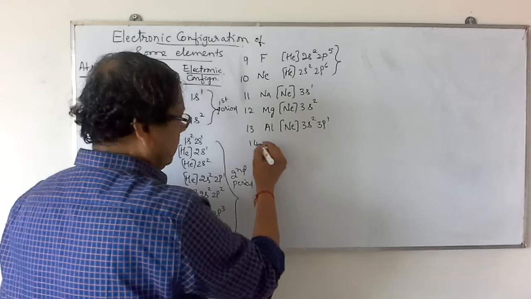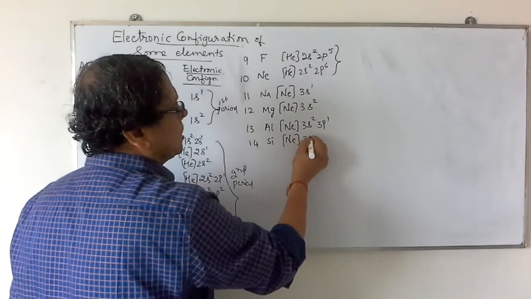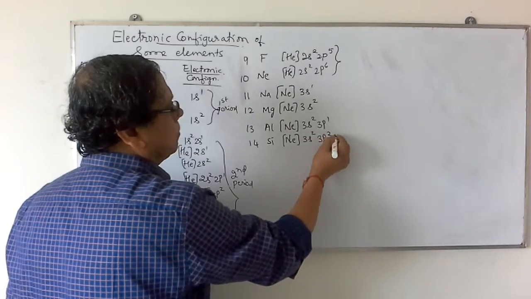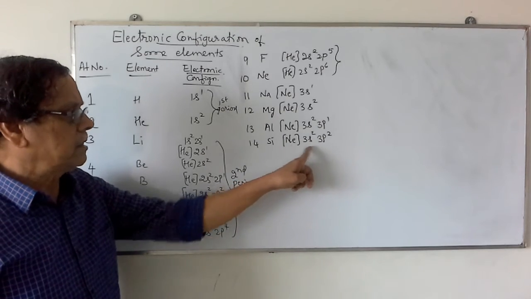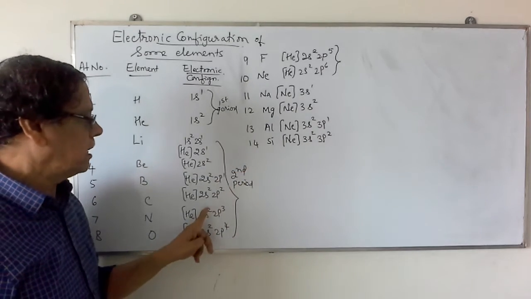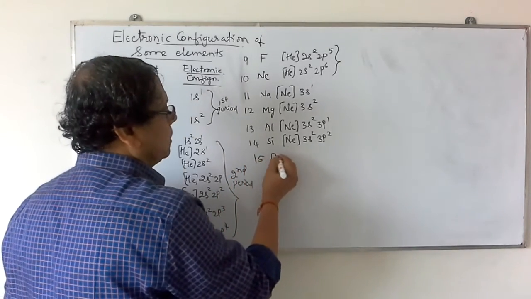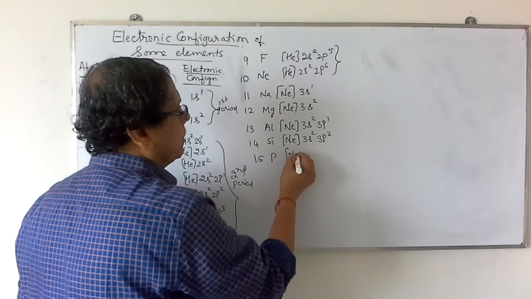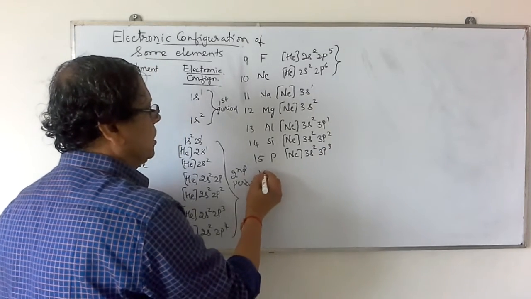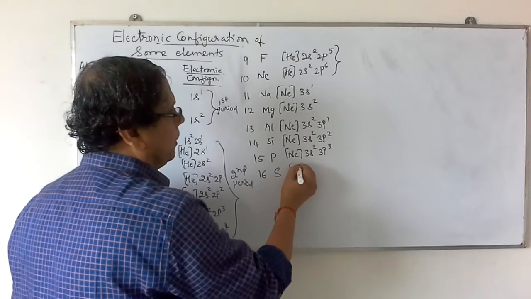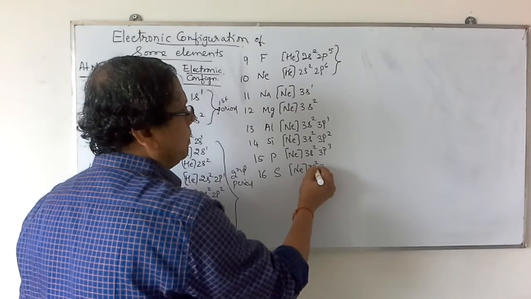14, silicon, [Ne] 3s2 3p2. Just see, carbon 2p2, 14 silicon 3p2. That means they come under similar groups. 15 is phosphorus. It is [Ne] 3s2 3p3. 16, sulfur, [Ne] 3s2 3p4.